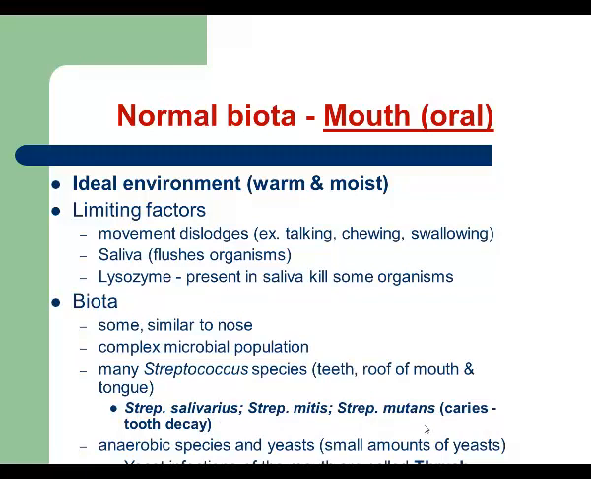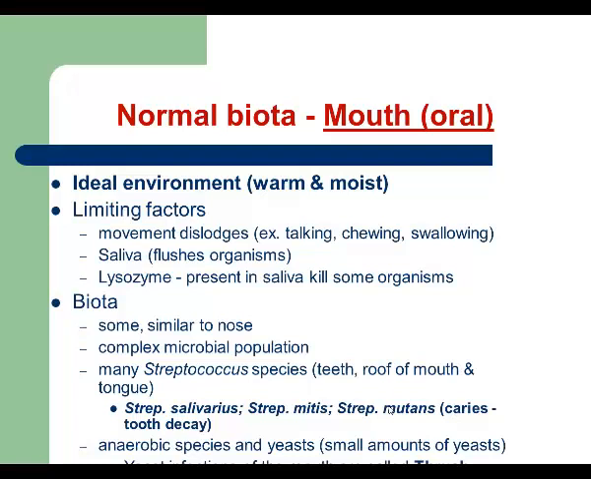Please remember, Streptococcus species are gram-positive cocci in chains. Another example of normal biota is Candida albicans, which is a yeast.